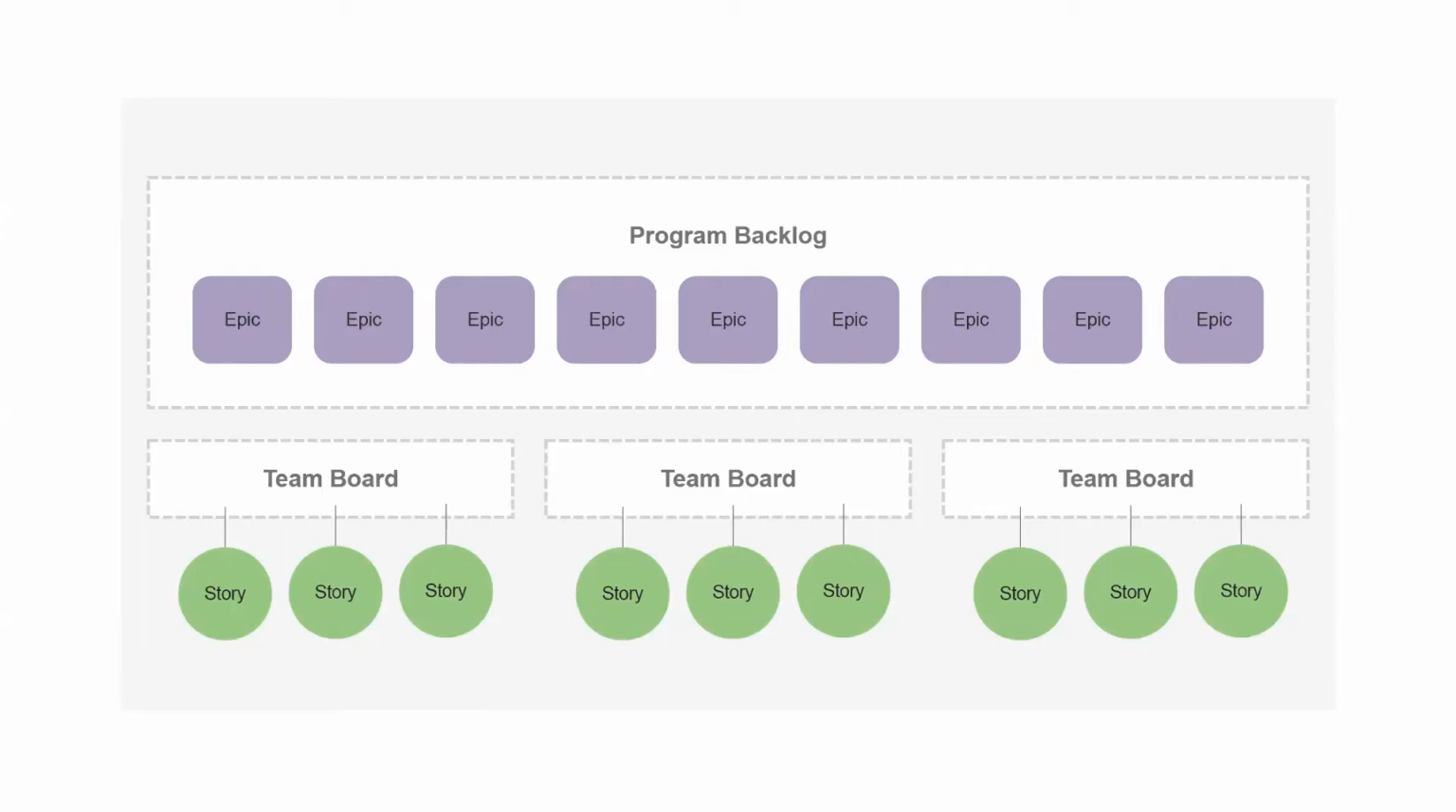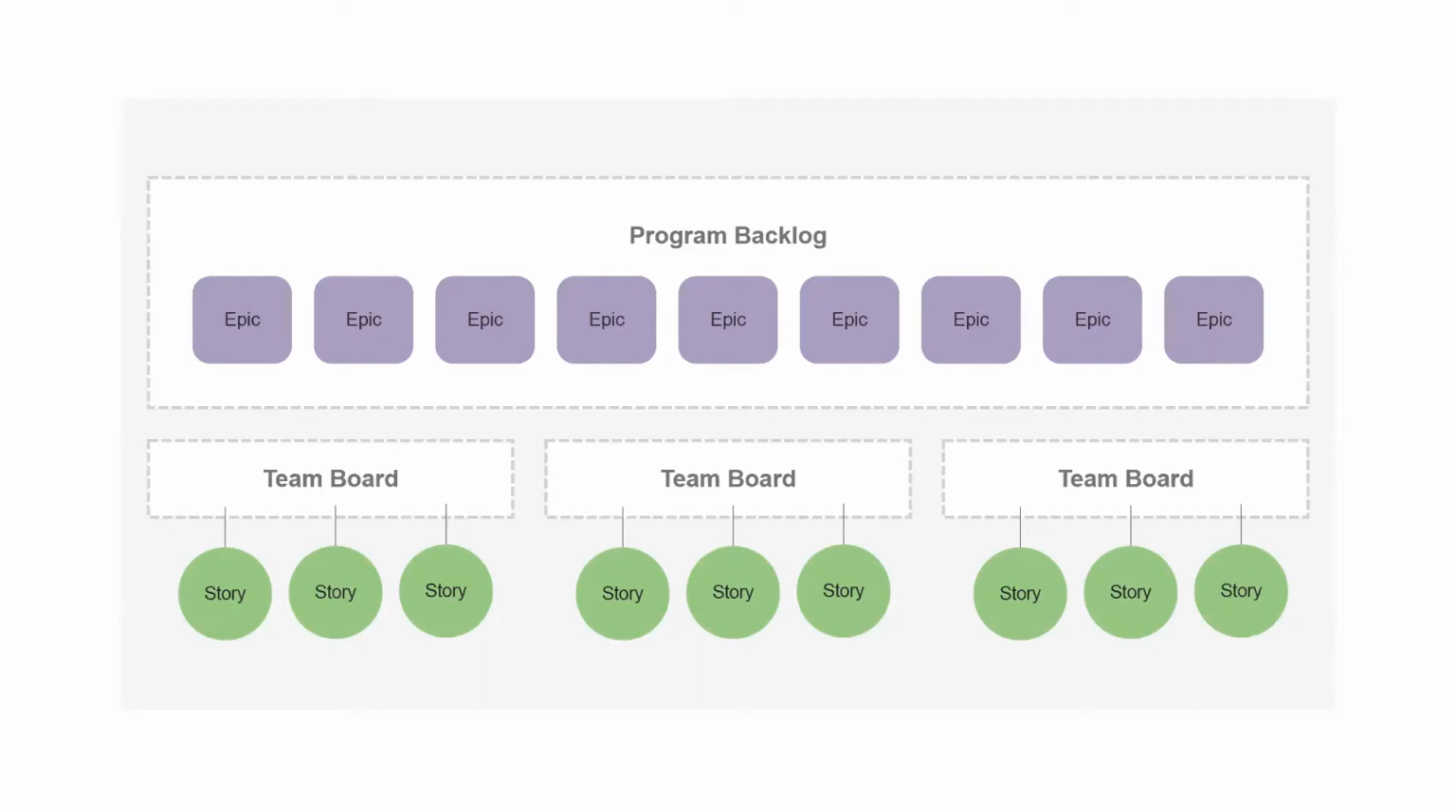SAFe features are translated into Jira as Jira epics. They live in the program backlog and are managed by product management. The program backlog is a Kanban board used to manage the development and the deployment of the epics. There's one epic to many stories, and they are connected with the epic link field.